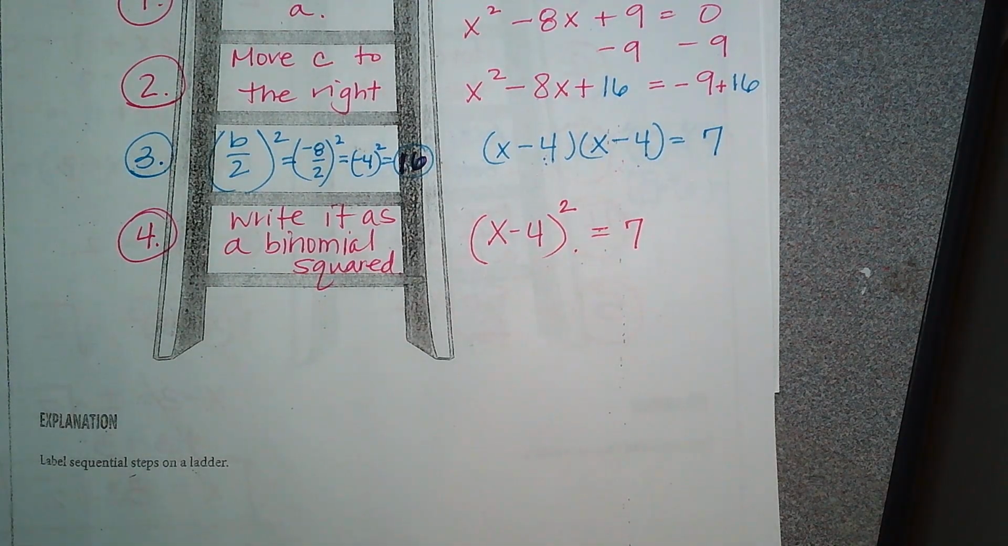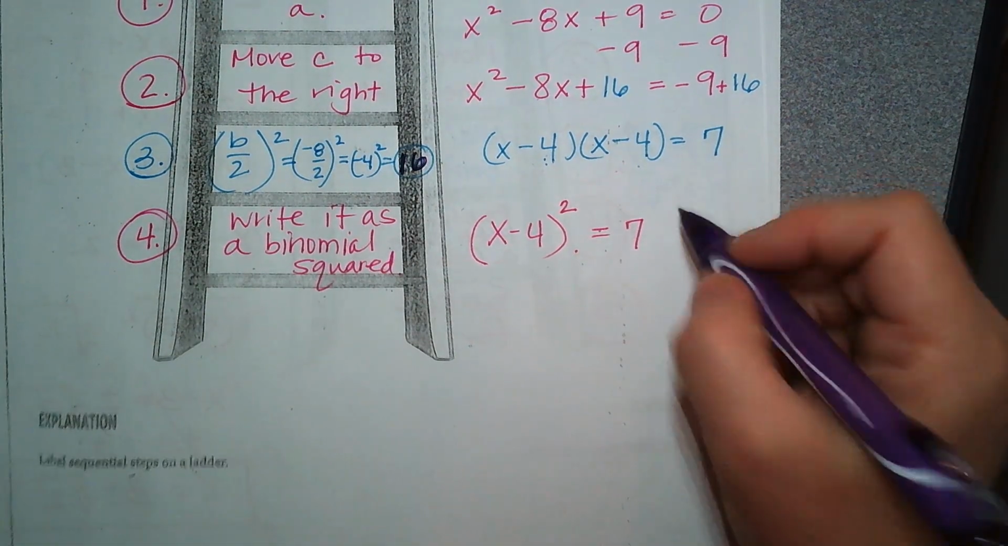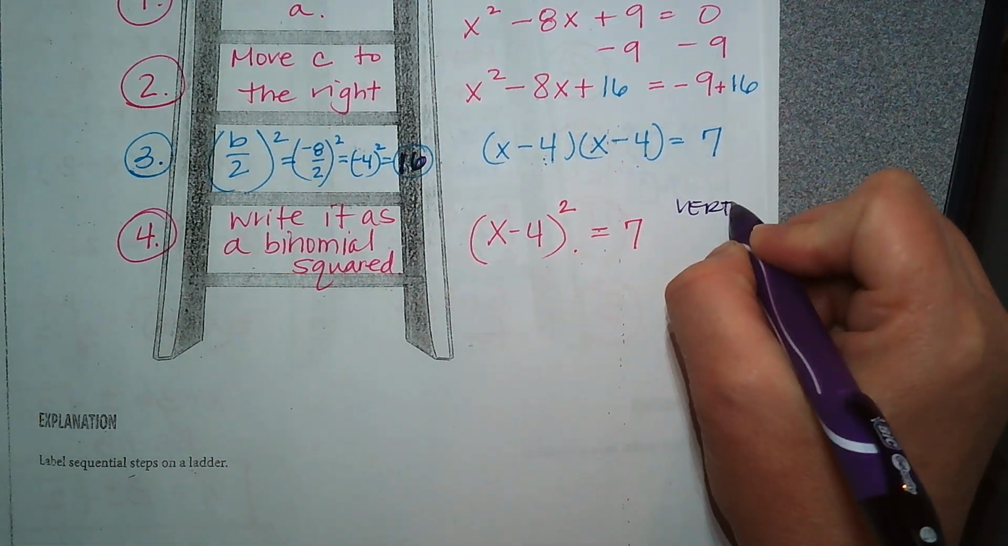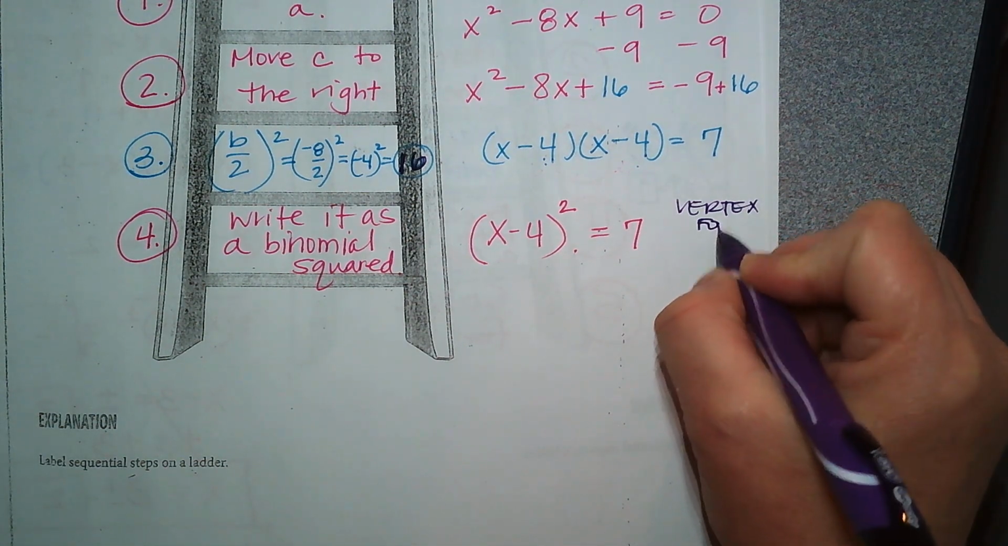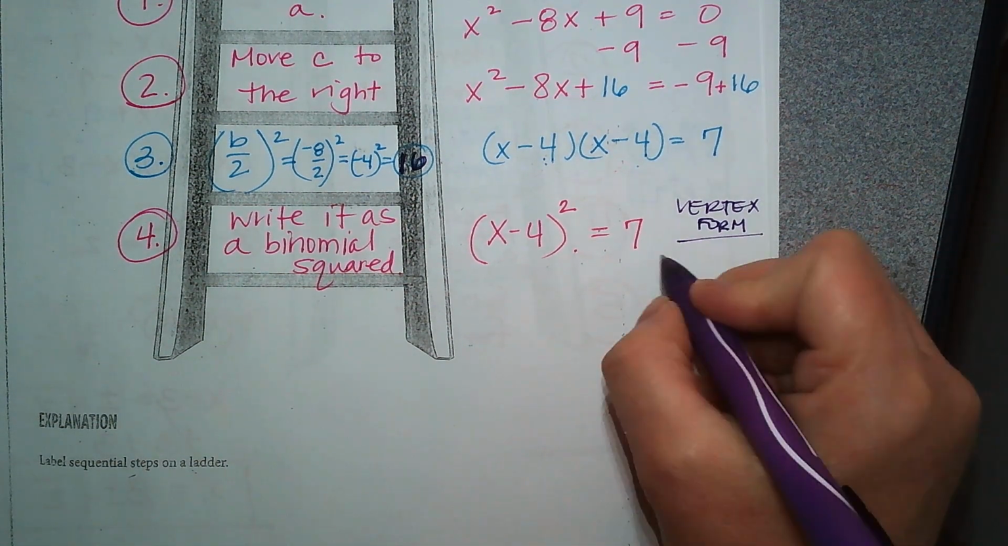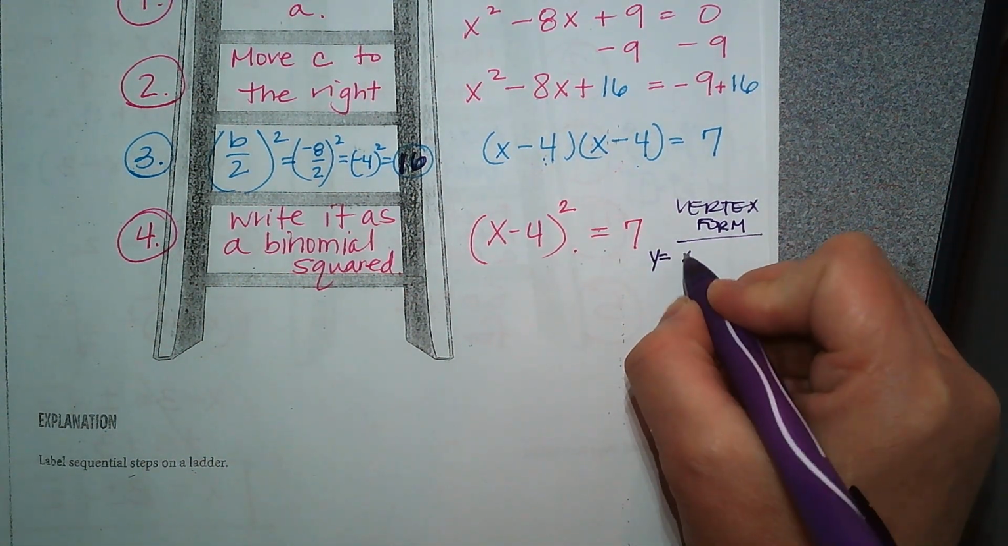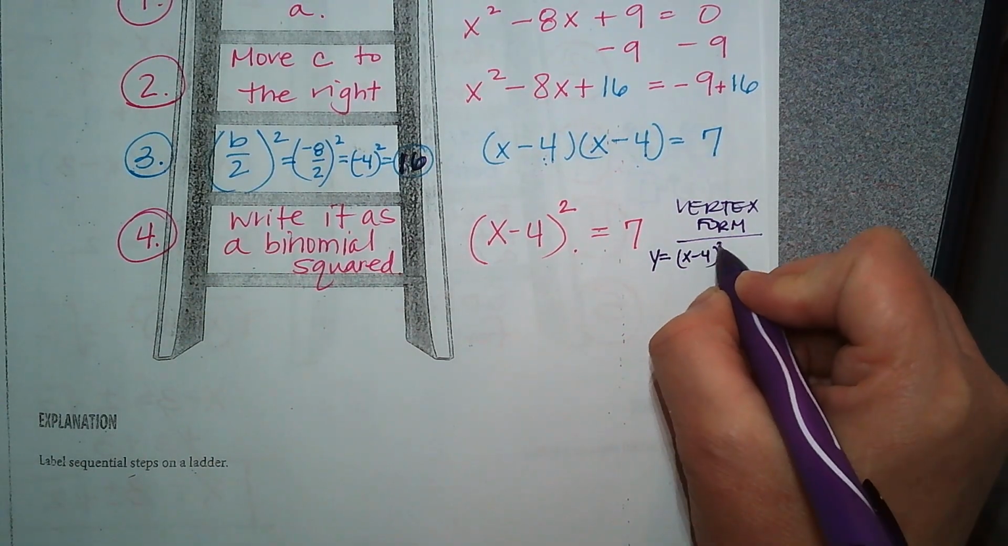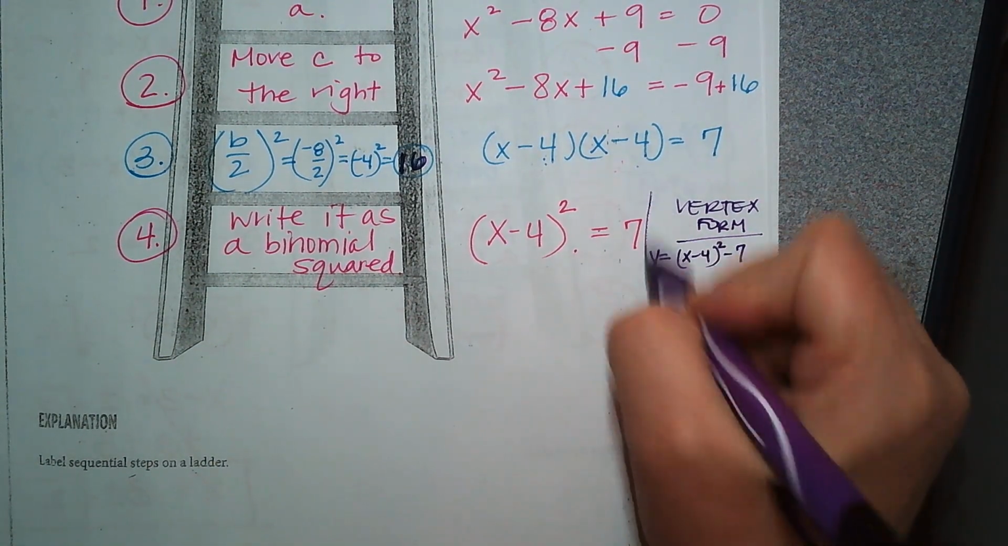And we can stop and write it in vertex form now, or we can continue and solve for x. Vertex form is what? Just bring that 7 back over. This is vertex form.